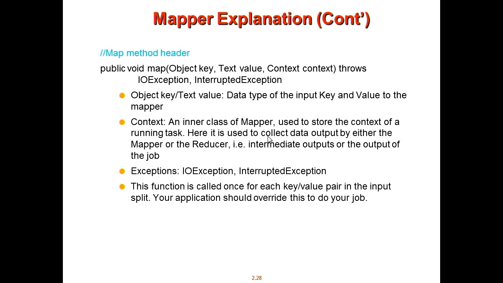So this function is called once for each key value pair in the input split. Your application must override this to do your own job. You must define the map function, and within the map function, you must tell MapReduce what you want to do, how you want to process the data received by this key and value, for solving your problem.